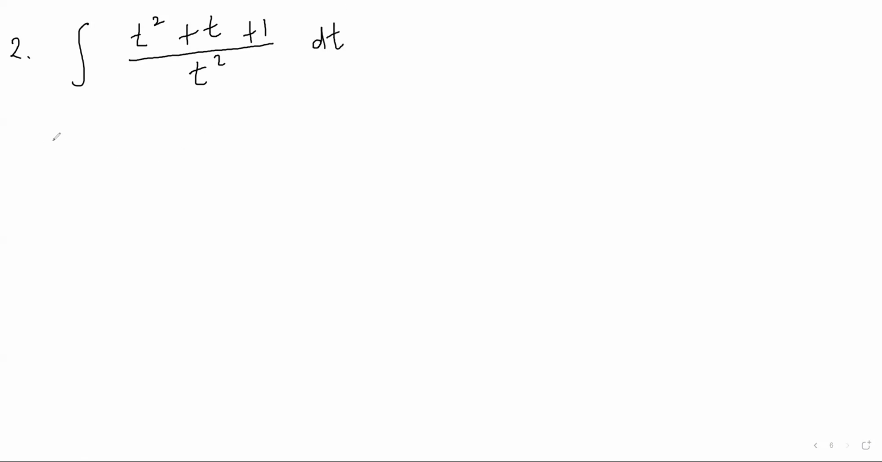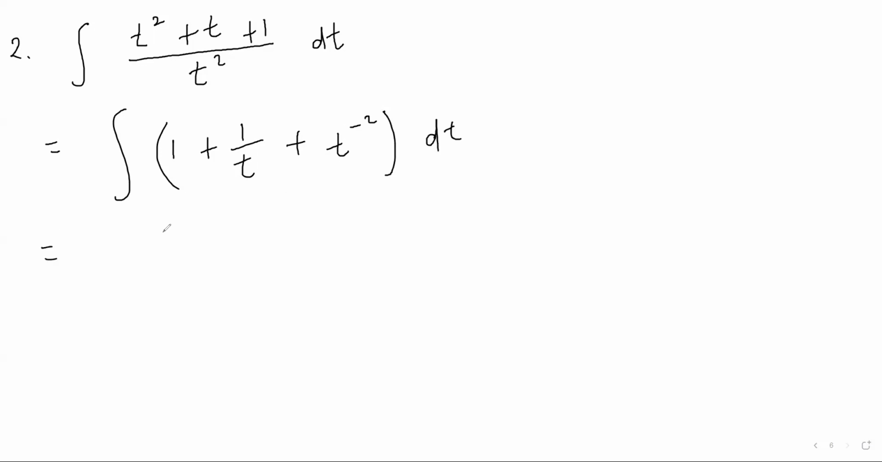Okay, so what we do first is divide t squared into each of these terms. So t squared over t squared is 1, plus t over t squared, that's 1 over t, plus 1 over t squared, that's basically just t to the minus 2. Okay, 1 over t squared is the same as t to the minus 2. And we're integrating this, of course, with respect to t.